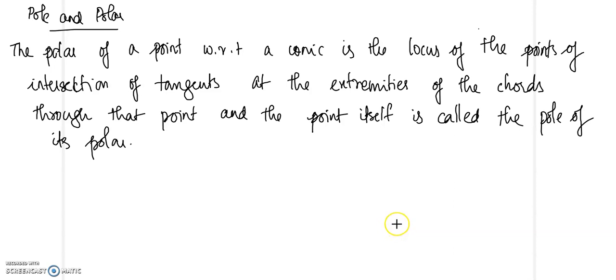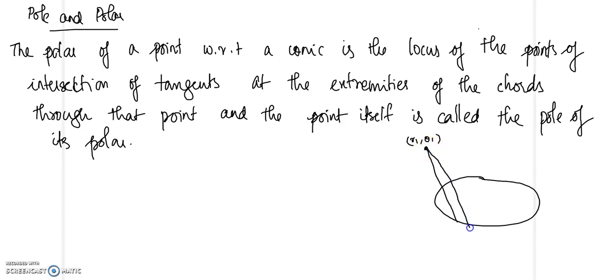Hello all. So in today's class, let us look at the equation of pole and polar using polar coordinates. Now consider a conic. Suppose you have a conic and consider a point. Let us denote it by r1 theta 1. So we can draw chords from the point r1 theta 1 to the conic. So there will be points of contact.